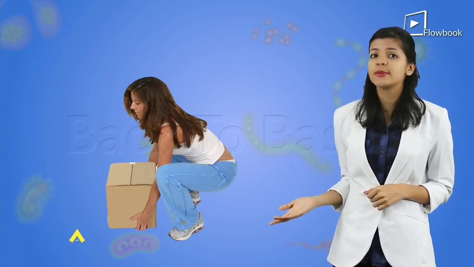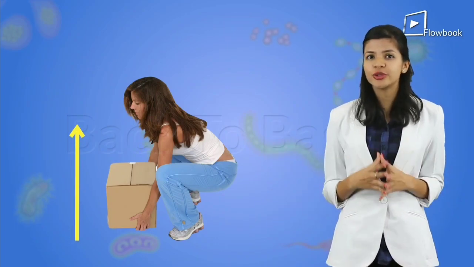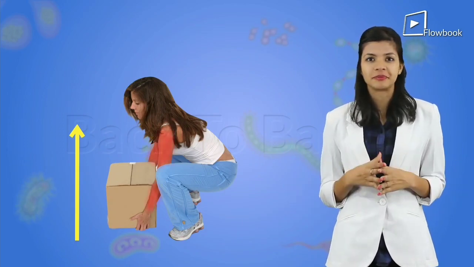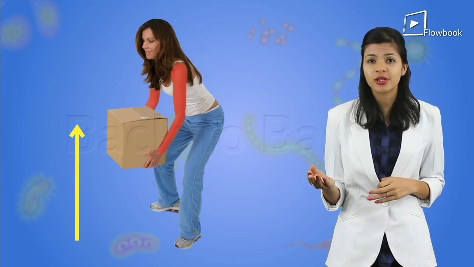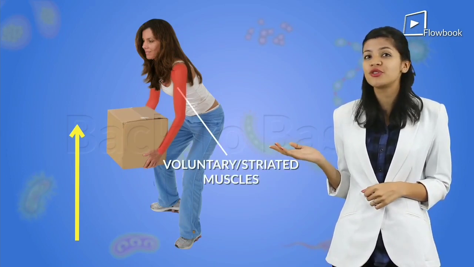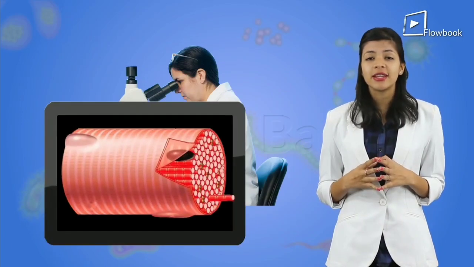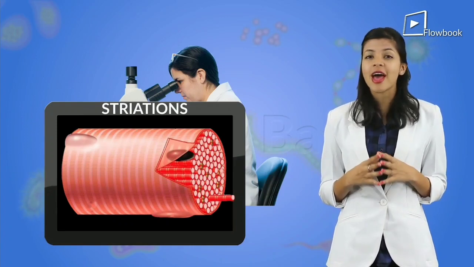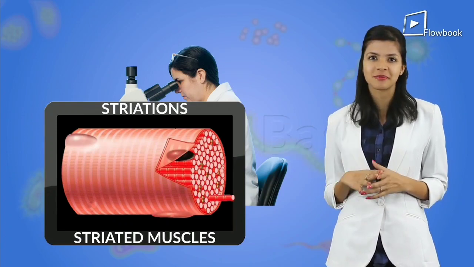Now, suppose Mary here wants to lift this box from the ground. How will she do so? She will control the muscles in her limbs to lift it. So the muscles that you can control and will to act whenever you need them are called voluntary or striated muscles. If you look at these voluntary muscles under the microscope, you will see that they have dark and light bands on them, or striations, and therefore the name striated muscles.